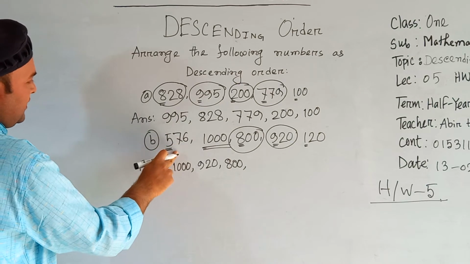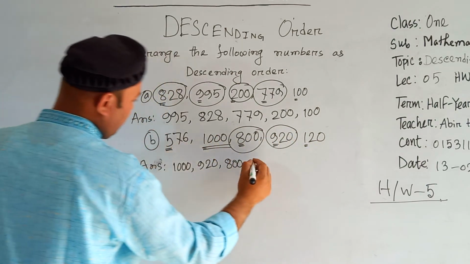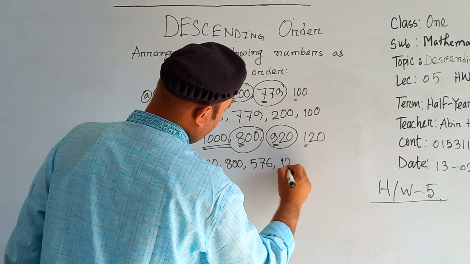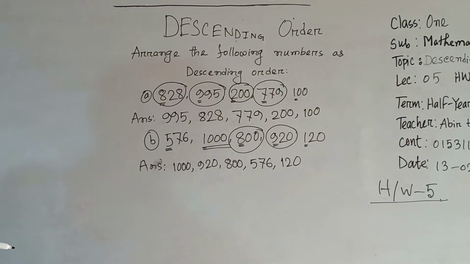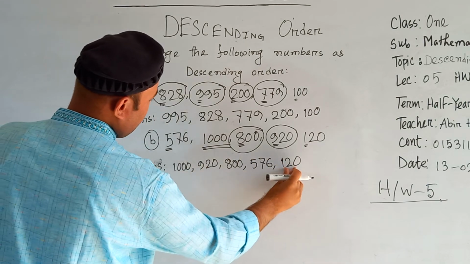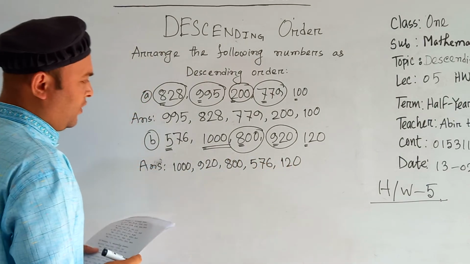Then here is 576 and here is 120. So 576 is the largest here and the rest of the number is 120, which is the smallest number. So we have arranged these numbers from largest to smallest, that means descending order. Hope you understood this one.